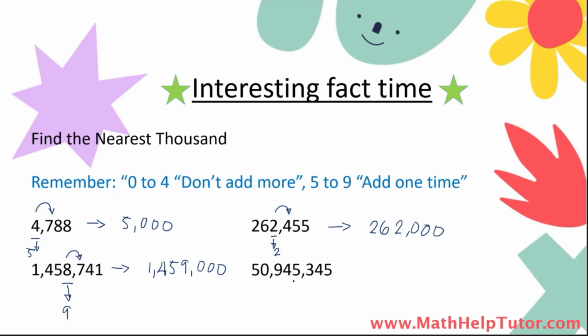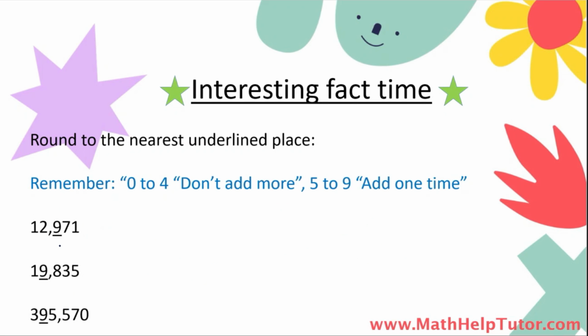And last is this number. So the thousands place has a digit of 5. Again, we look at the digit to the right, and that is 3. Remembering our rhyme, 0 to 4, don't add more. Since 3 is within 0 to 4, that means we don't add more to the place that we are rounding. So we retain it as 5. Let's write 5 here, comma. Let's convert the rest of the digits to the right into zeros. And then we consider the places to the left. We have 59,4. So the answer to the nearest thousands for our number is 50,945,000.